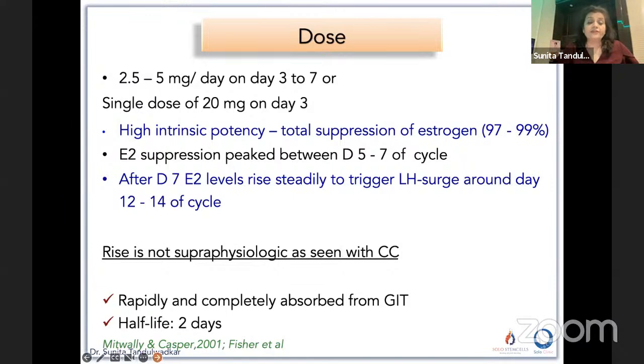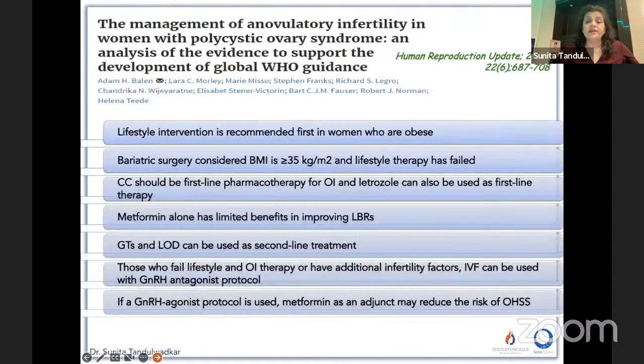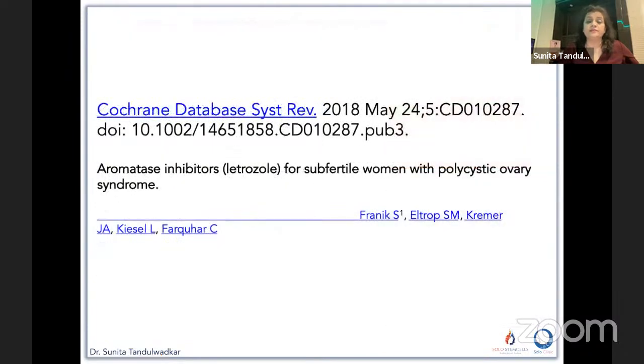Now, after letrozole, what does the Cochrane say? This is what I want to tell you. Letrozole appears to improve the live birth rate and pregnancy rate in subfertile women with unovulatory PCOS. There is no defect, and Cochrane has said this again and again, and several publications have proven that letrozole may be the first line of therapy. Comparable results on miscarriages, ectopic pregnancy, or multiple gestation all become advantages.